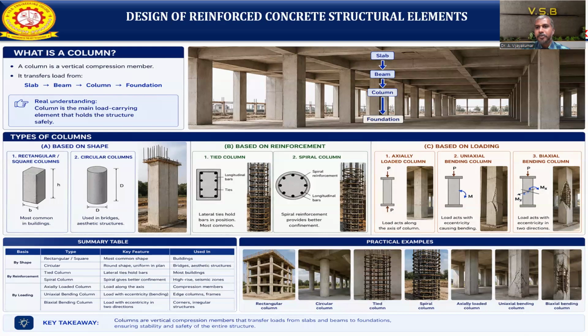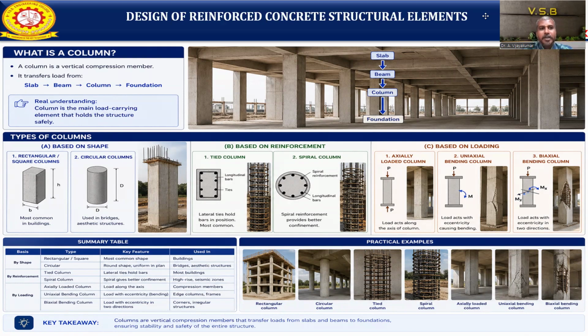First of all, we should know what is meant by a column. A column is vertical and predominantly takes compression. The load is transferred systematically. From the slab, we apply the load, both dead load as well as live load. That slab load is converted to the beam, the beam load is converted to the column, and then the column load is converted to the foundation. This is the sequence of the load transfer mechanism.